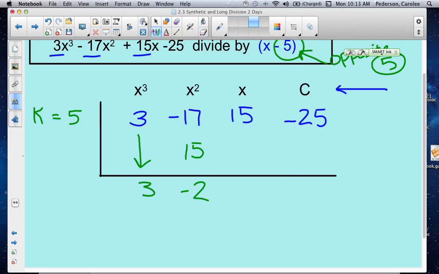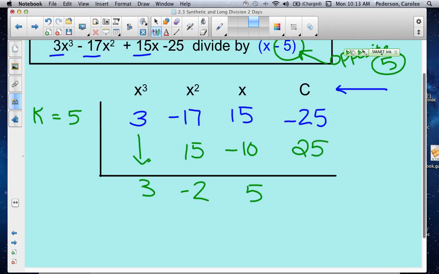So now I'm going to multiply again. The negative 2 times 5. Negative 2 times 5 is negative 10. So that's going to go right underneath the 15. Now I add them. 15 plus negative 10 is 5. What do I do with the 5? Multiply to this 5 in front. So 5 times 5 is 25.